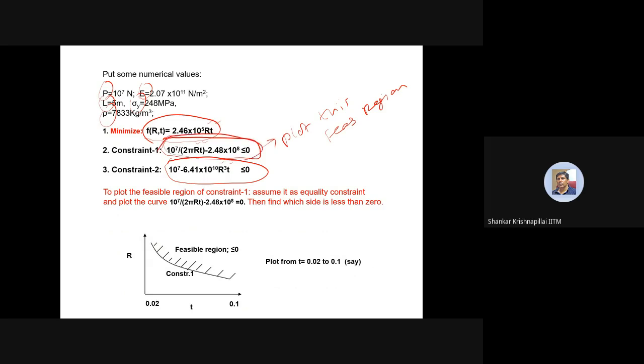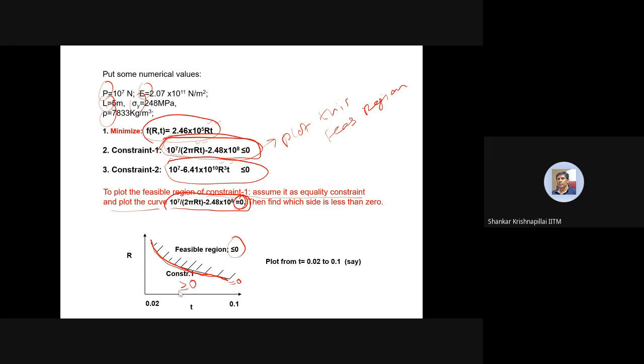To plot the feasible region of constraint one, assume it is an equality constraint first, and you plot this curve: 10 raised to 7 by 2 pi r t minus 2.48 into 10 raised to 8 equal to 0. So you draw this line. This is the equality constraint line, where it is equal to 0. This will divide the plane into two regions. One side will be less than 0, the other side will be greater than 0.